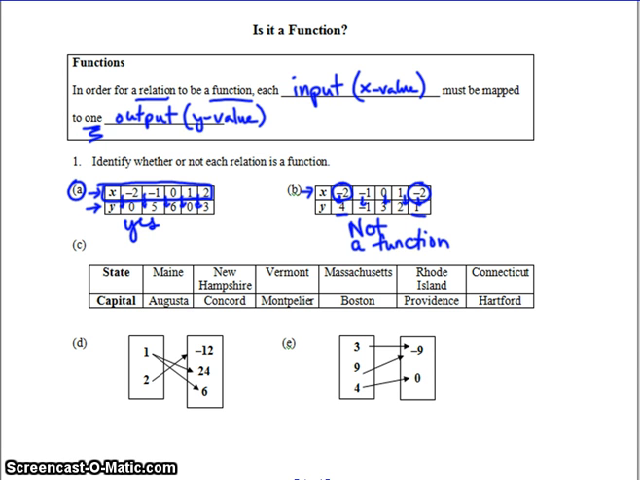Let's look at the table for C. We have the state as the input and the capital as the output. Does every state, every input, have a specific capital? Yes, every state has one capital. So this is a function.